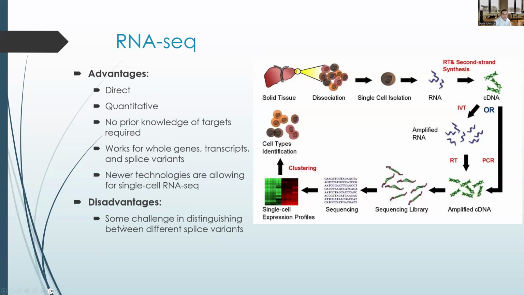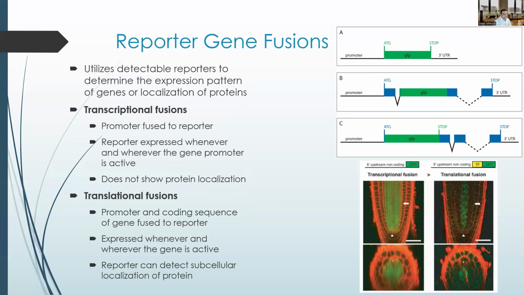Now, disadvantages. Even though you can detect some splice variants, there can be a challenge in distinguishing between those just because of sequence similarity between the two. But again, we really haven't talked about an approach that's going to allow you to detect these in the first place. So while we're still sussing out some of the details, how to distinguish between different splice variants, it's a technique that allows that. And I lied, there's one more technique, and this is what are called reporter gene fusions.